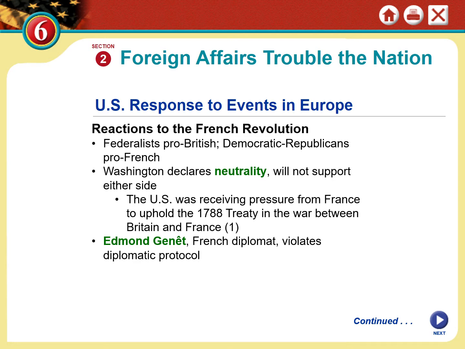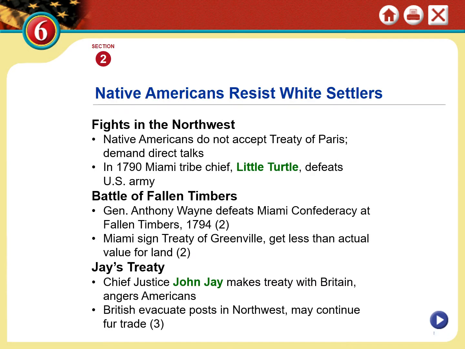Meanwhile, the president, who obviously is in control of foreign affairs, declares neutrality. He wisely said, we're going to sit this one out, guys. Meanwhile, a French diplomat named Edmond Genet violates our neutrality, comes over to the United States without permission, and starts trying to recruit an army. He says, I know there's a lot of Anti-Federalists among you. I know there's a lot of people here that support the French cause, and I know that you would be willing to support democracy in France. And so he literally tries to raise an army illegally in the United States.